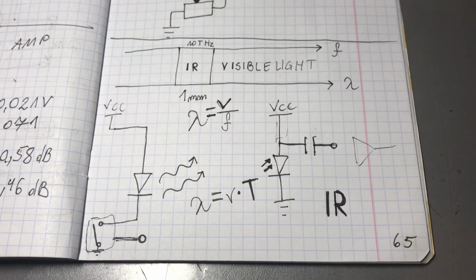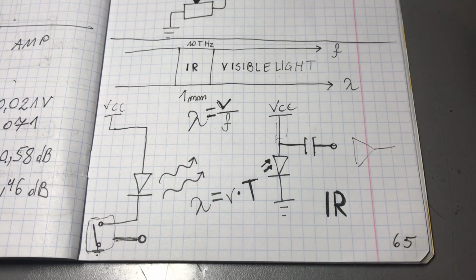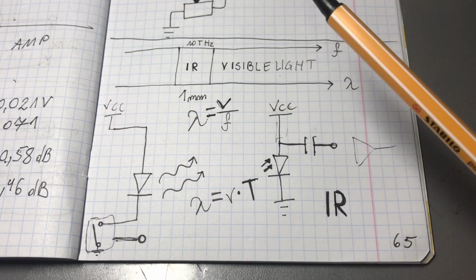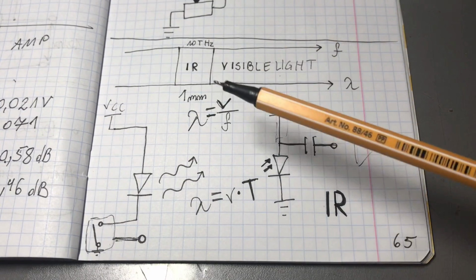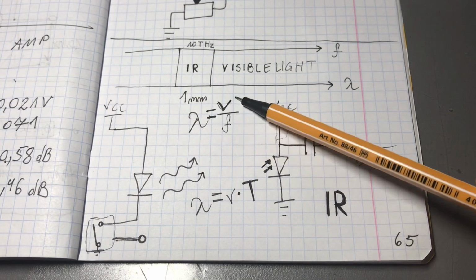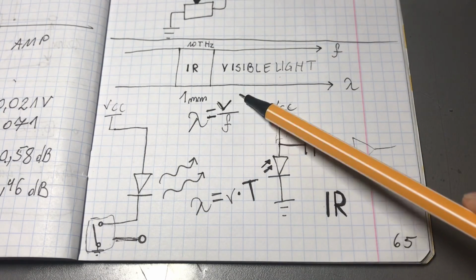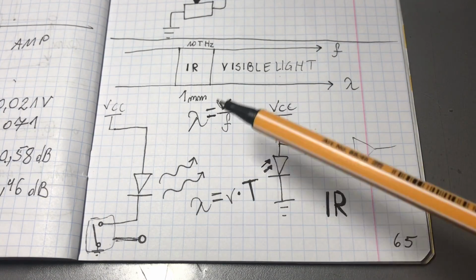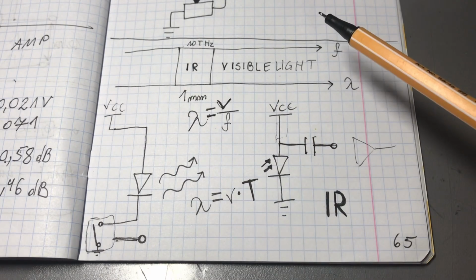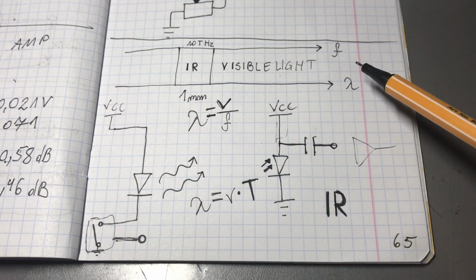So how, you may ask, do we calculate the wavelength if we know the frequency? To calculate it, we need to know the speed of our wave, and then we can just divide it by the frequency, or we can multiply it by the time of the cycle, and we will have the wavelength.